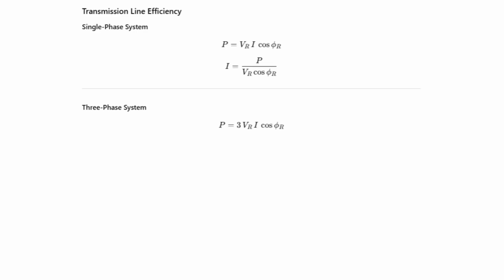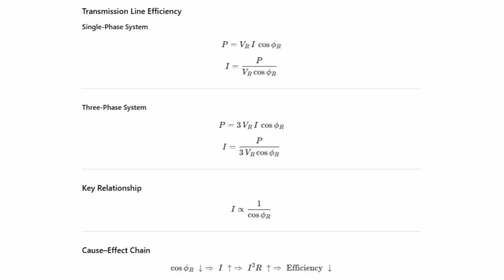For a three-phase line, total power becomes 3 multiplied by receiving end phase voltage multiplied by current multiplied by cos of the power factor angle. Again, current becomes power divided by 3 multiplied by receiving end phase voltage multiplied by cos of the power factor angle. Now observe the most important insight. For a fixed power and fixed receiving end voltage, current is inversely proportional to power factor. So when power factor decreases, current increases.